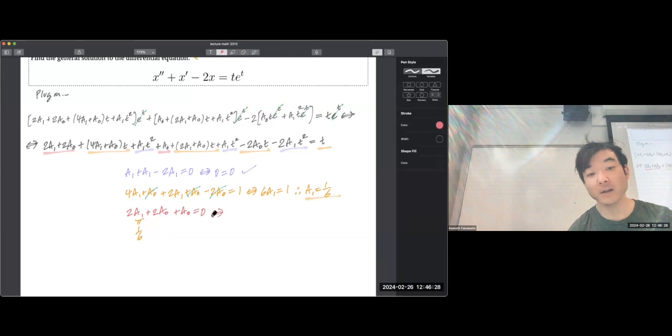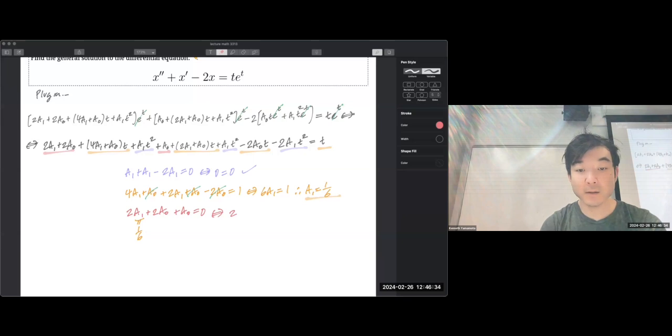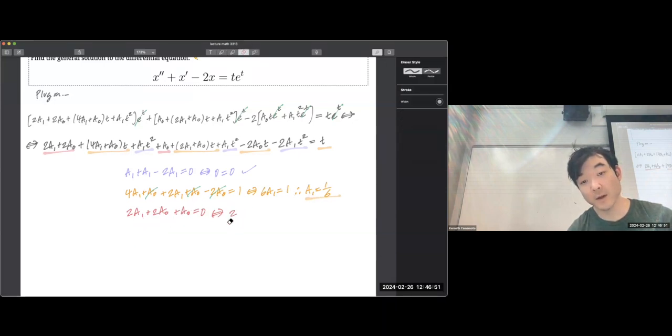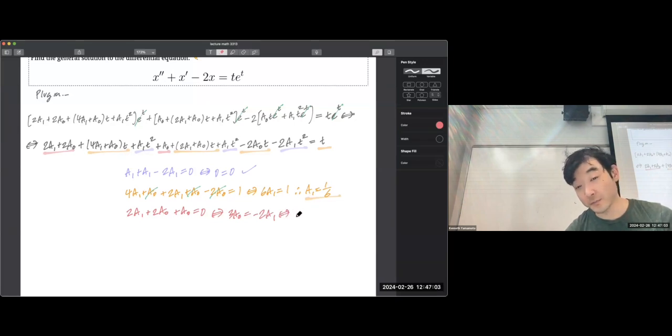Well, I'll just combine. So it'll just be 2. I'll just do it this way. I'll just do this later and then just say that we're just going to have 3. There's 2 plus 1. So this is 3a0 is equal to, and then I'll shove this to the other side. So it'll be negative 2a1. And then I'll just say that a0 has to equal, you're dividing by 3. So it'd be negative 2 over 3 a1.